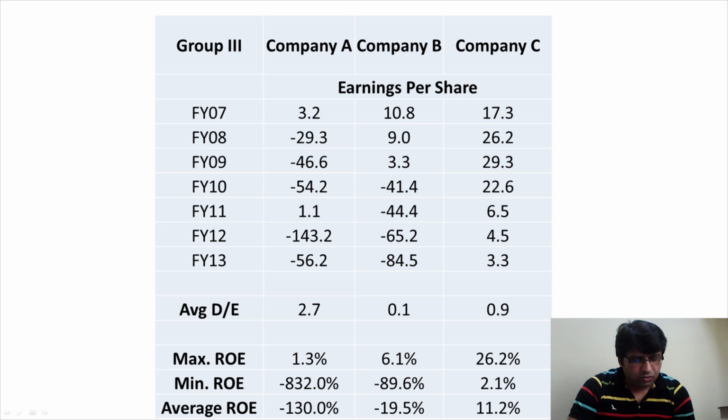Debt to equity ratio is also higher than group 1 and 2. Again, the weakest when it comes to debt to equity ratio. Average ROE is meaningless for company A and B, in the negative zone because of the losses that they have recorded. Slightly better average ROEs for company C, but then for this company the downward earnings trend and the high debt to equity spoils the show.